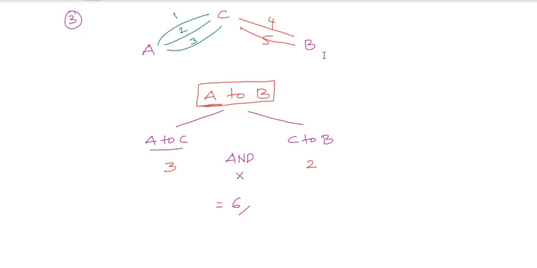So here the conclusion is, in order to travel from A to B, I have a total of 6 possible cases. So 1 with 4, 1 with 5, 2 things. Then 2 with 4, 2 with 5. Next 2 more, 3 with 4, 3 with 5. So a total of 6 possible ways are there to travel from A to B via C. Am I right or not? So now the concept of AND, I have to use this one.